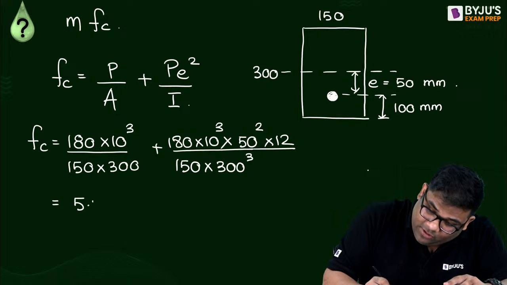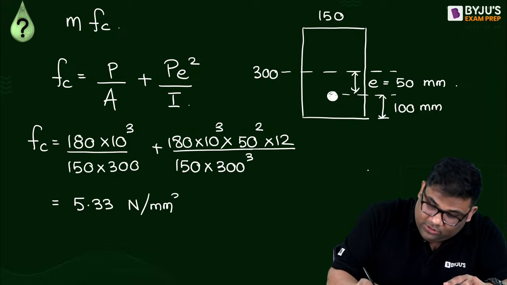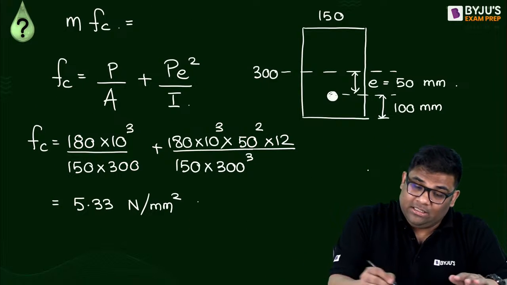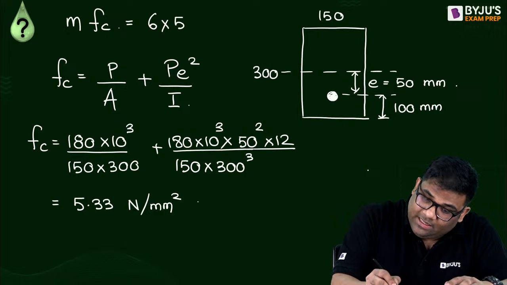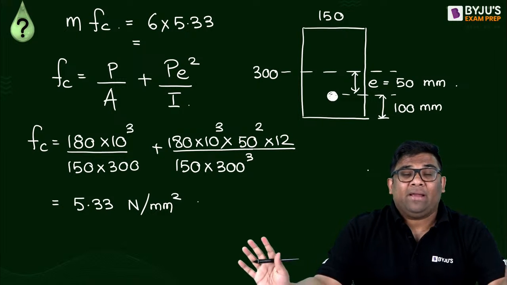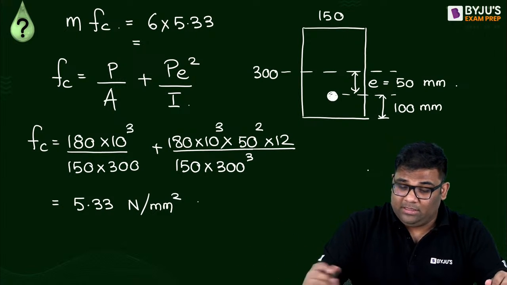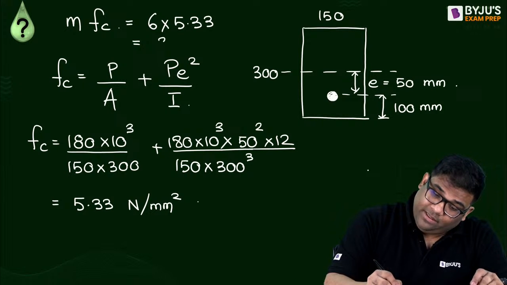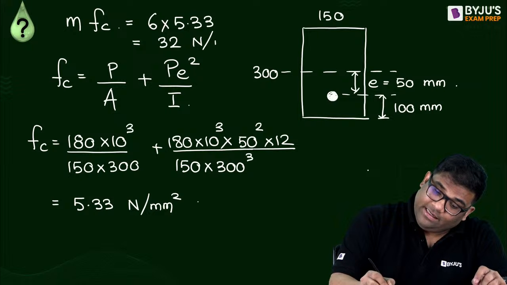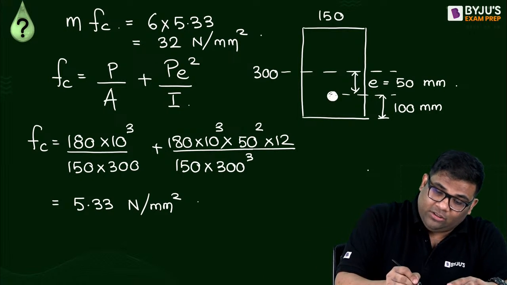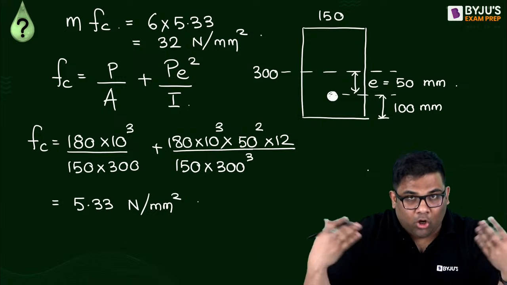You are getting an Fc value of 5.33 Newton per mm square. So what is this loss then? The modular ratio is given as 6. So 6 into Fc, 6 into 5.33, is 16 by 3, 32 Newton per mm square. So this is the pre-stress loss, or loss of stress.